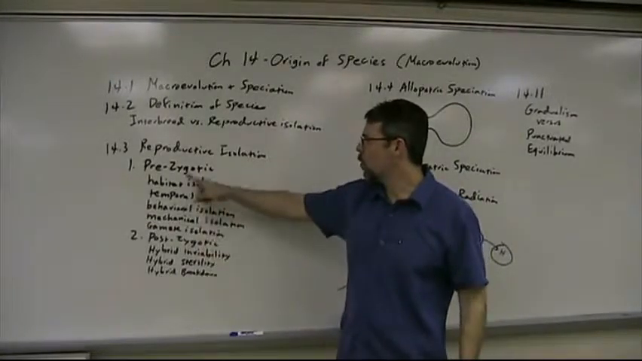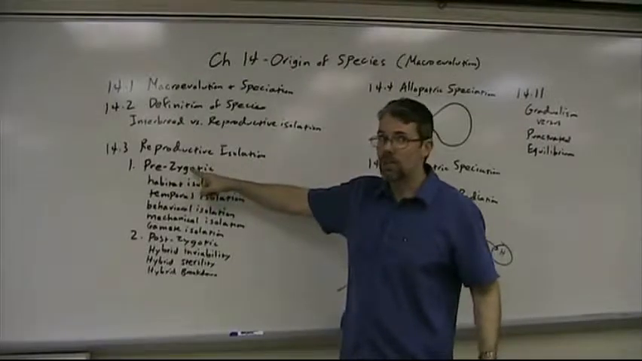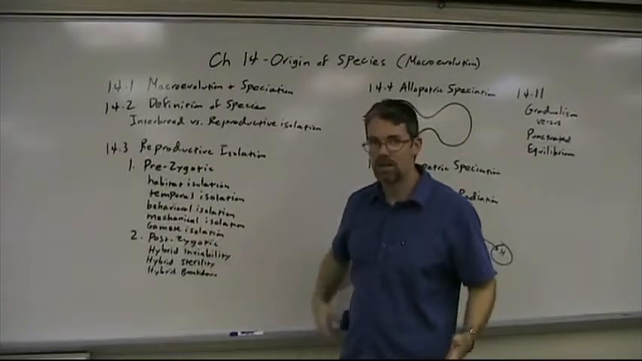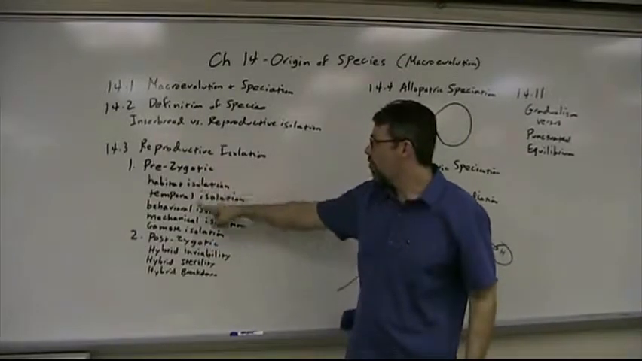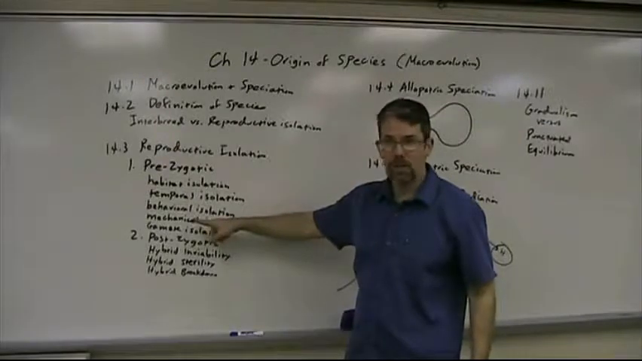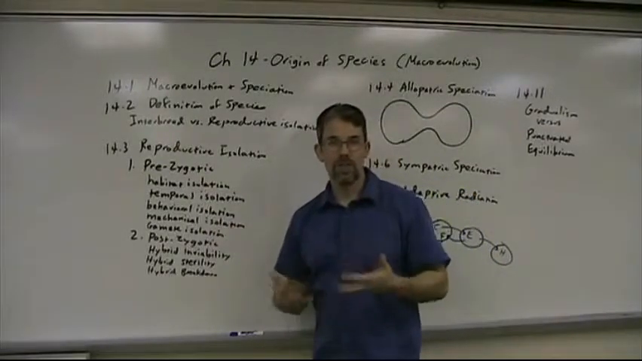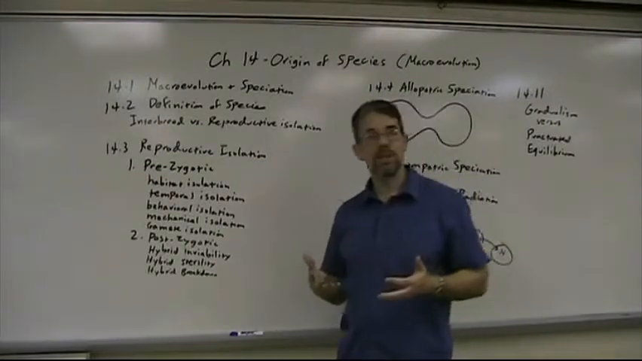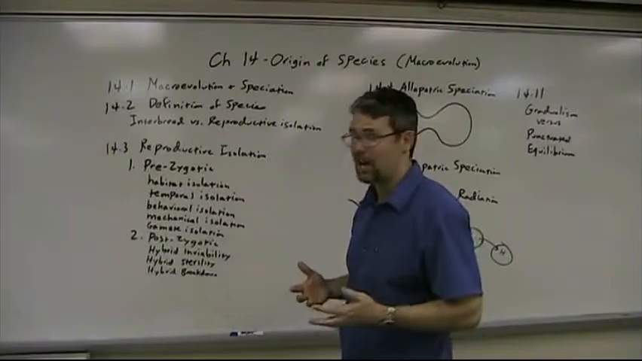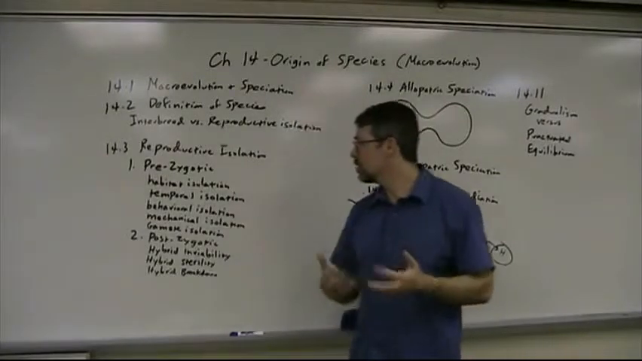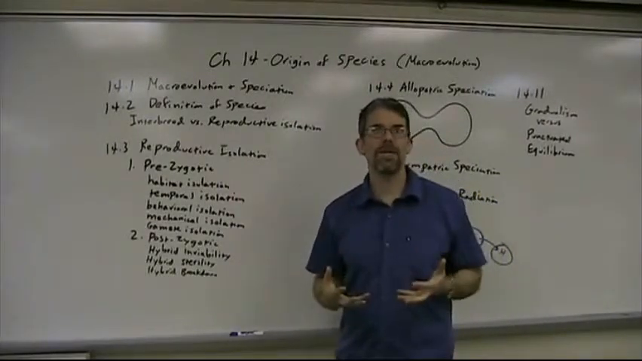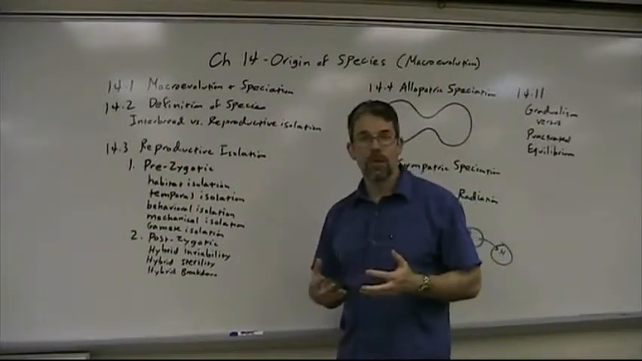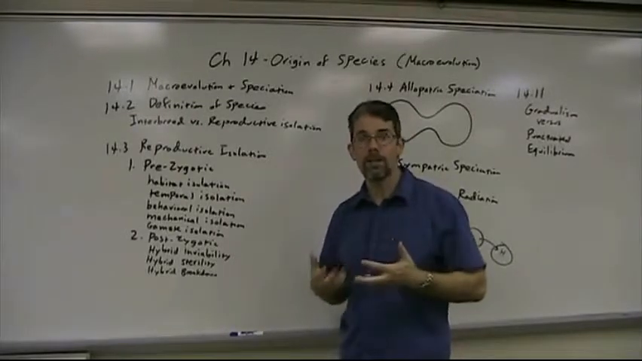There are 2 general categories. Prezygotic prevents fertilization. Postzygotic, fertilization happens, but the hybrid is not successful. Now, there are 5 prezygotic mechanisms in your notes and in your book. Habitat isolation. 2 species don't interbreed because they breed in different habitats. Temporal isolation. 2 species do not interbreed because they breed at different times. Behavioral isolation. 2 species do not interbreed because their courtship behaviors are not compatible with each other. Mechanical isolation. They can't interbreed because of a physical or anatomical barrier to mating.